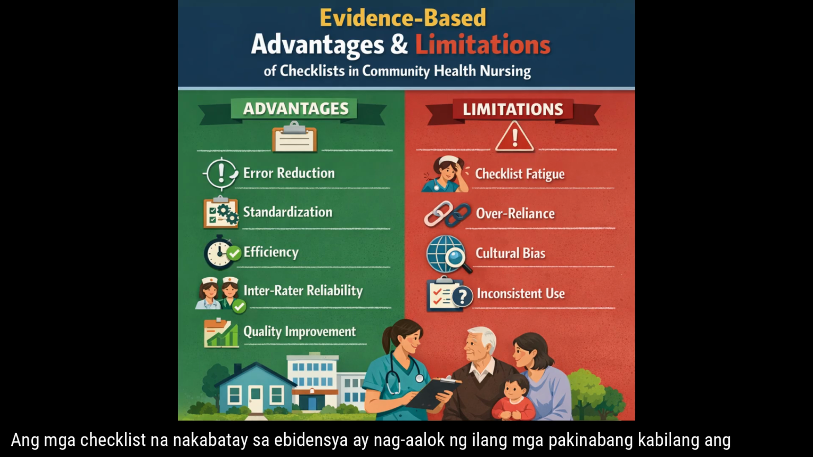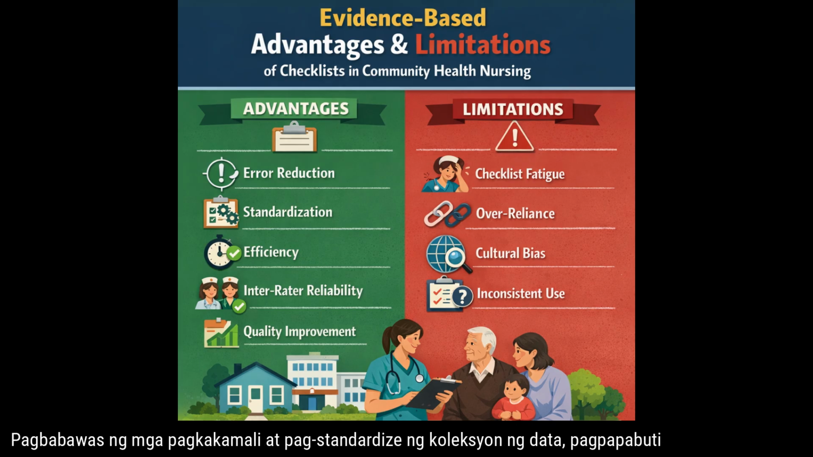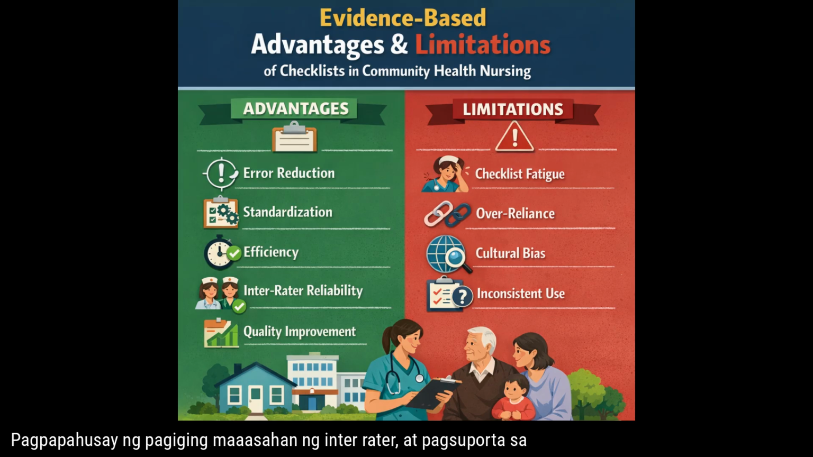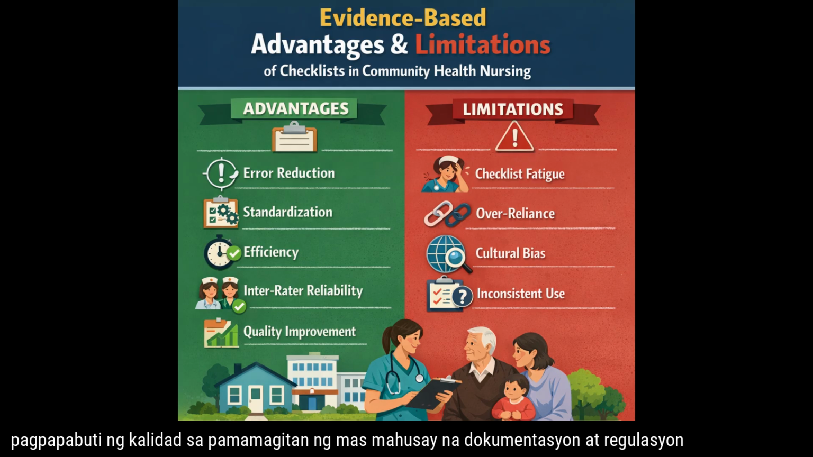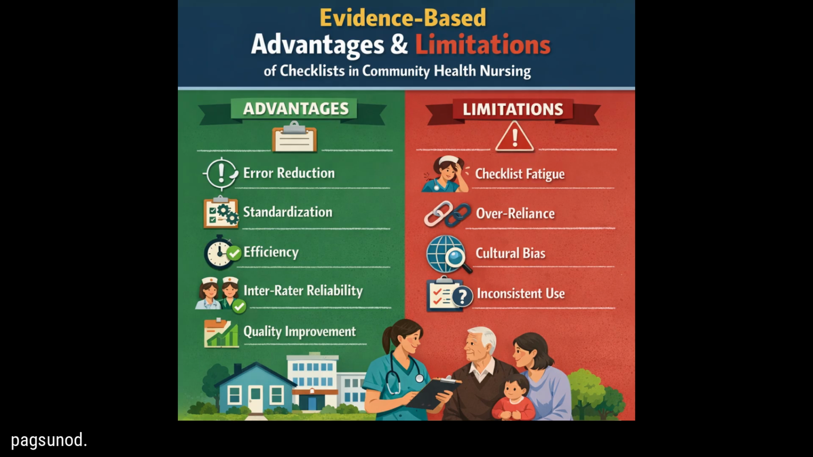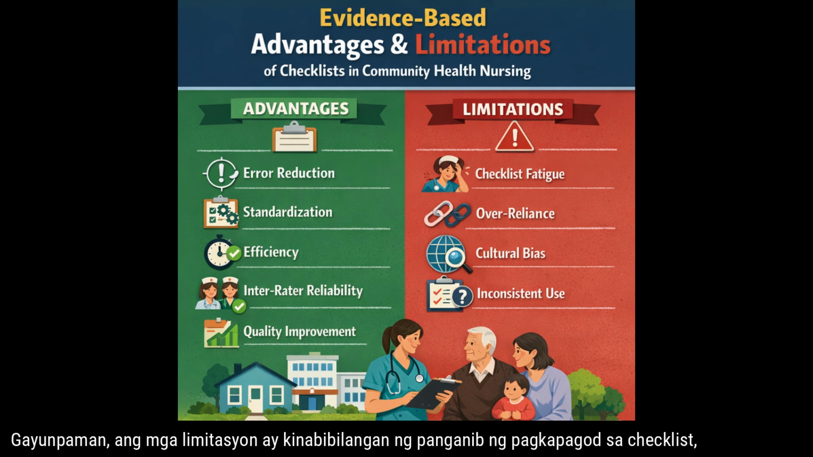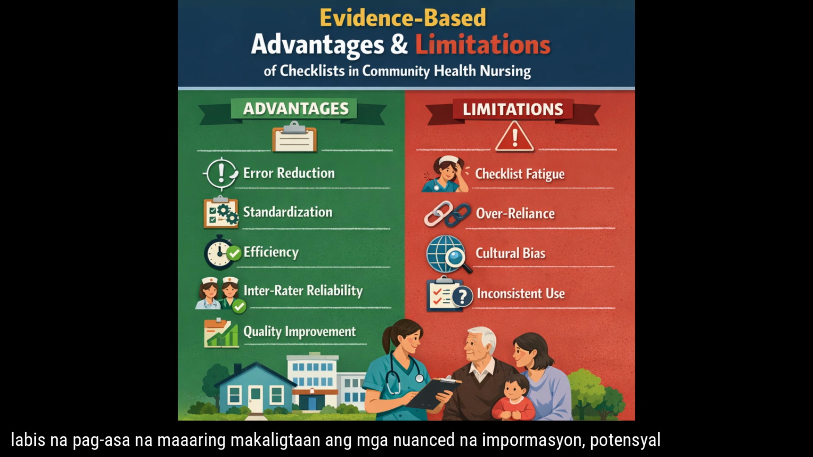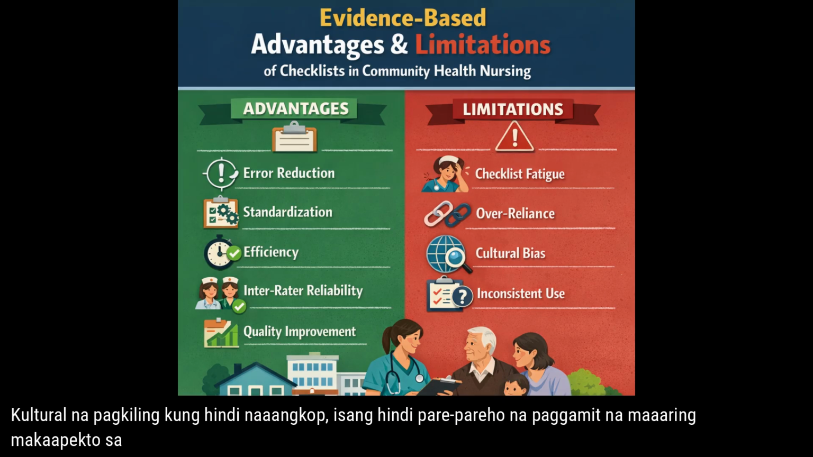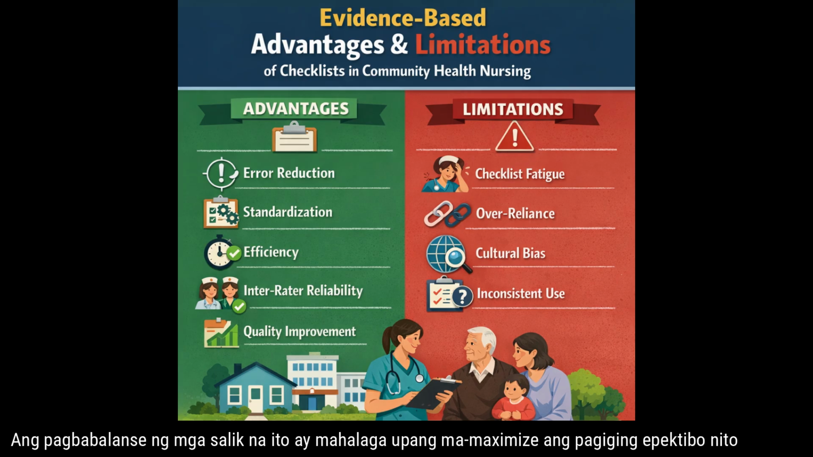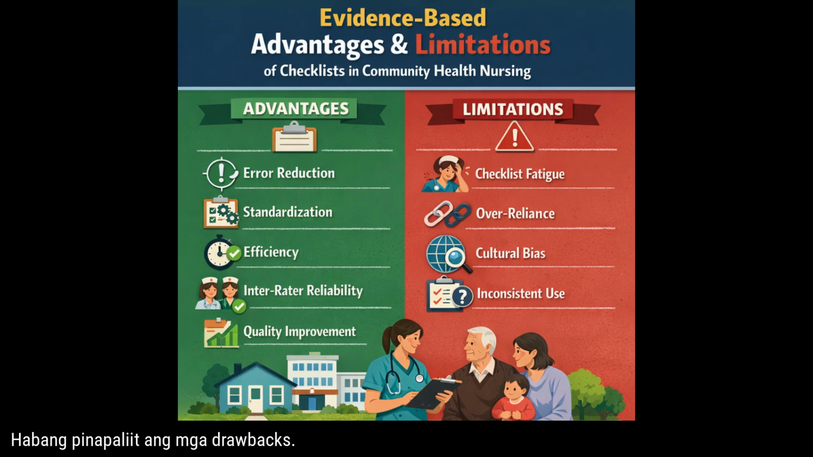Evidence-based checklists offer several advantages, including reducing errors and standardizing data collection, improving efficiency, enhancing inter-rater reliability, and supporting quality improvement through better documentation and regulatory compliance. However, limitations include the risk of checklist fatigue, over-reliance that may overlook nuanced information, potential cultural bias if not adapted, and inconsistent use that can affect data quality. Balancing these factors is essential to maximize their effectiveness while minimizing drawbacks.